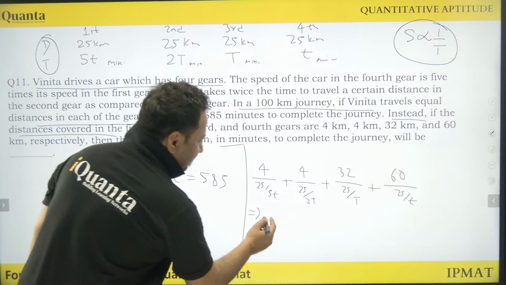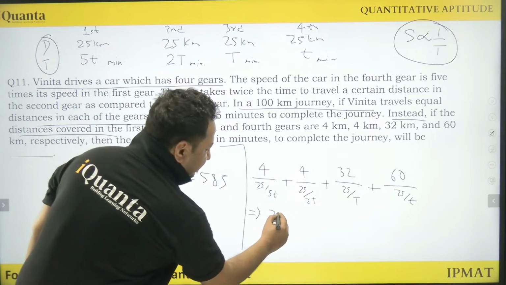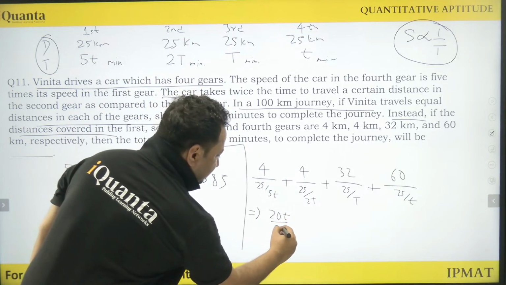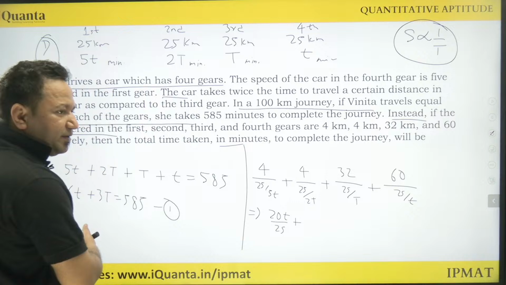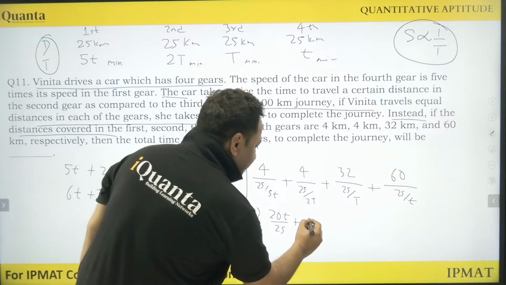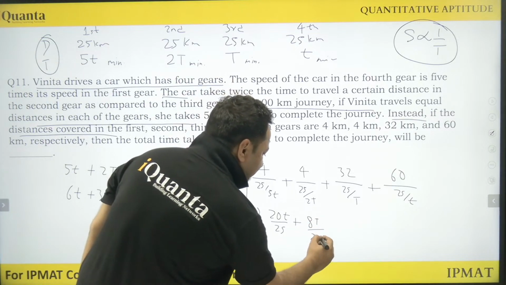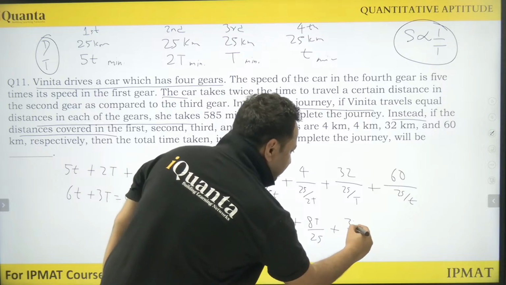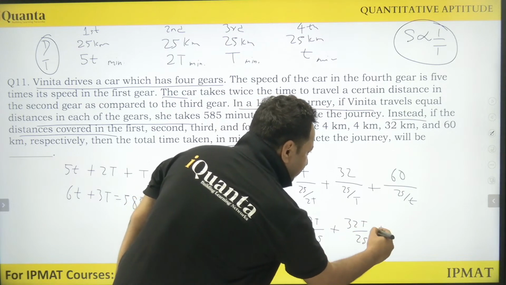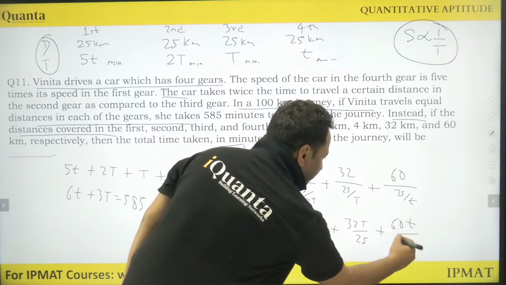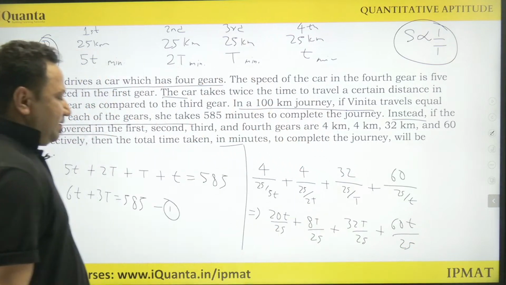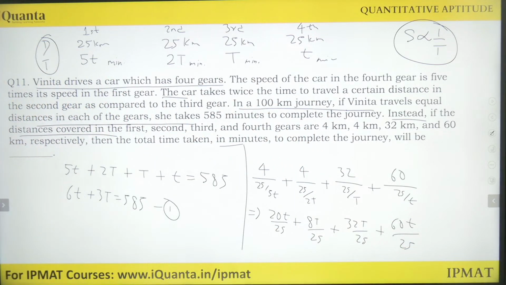This becomes how much? If I send it over there, 20t by 25. The best thing is we have denominator as 25 in all the cases. This will be 8 times capital T upon 25. This will be 32 times capital T upon 25. This will be 60 times small t upon 25. So far, so good. Would this be used? I think yes.